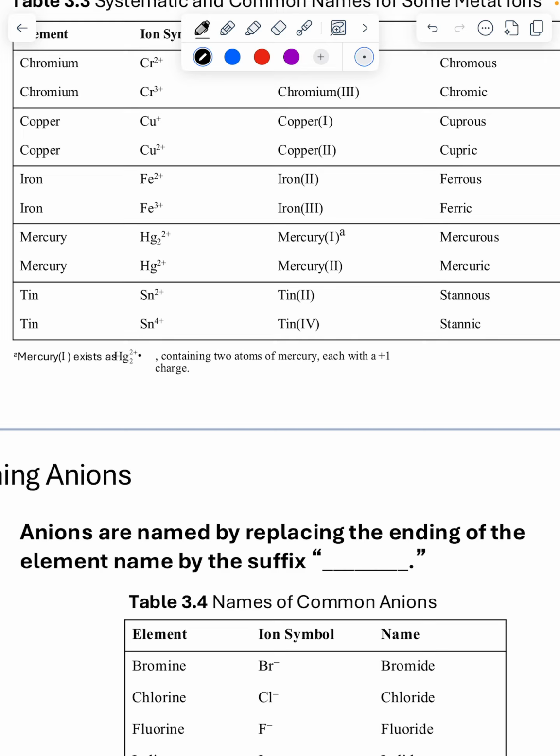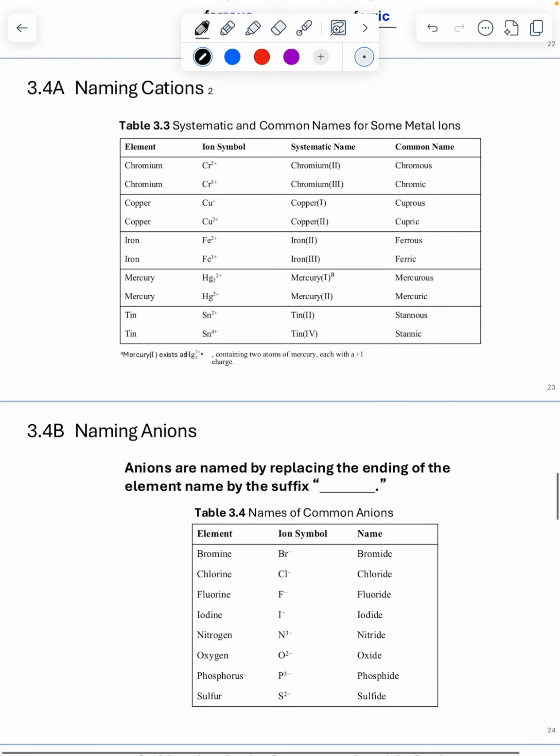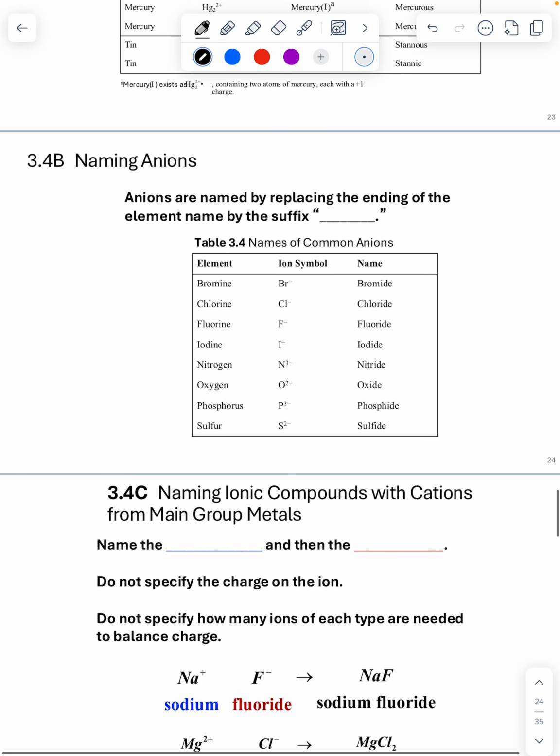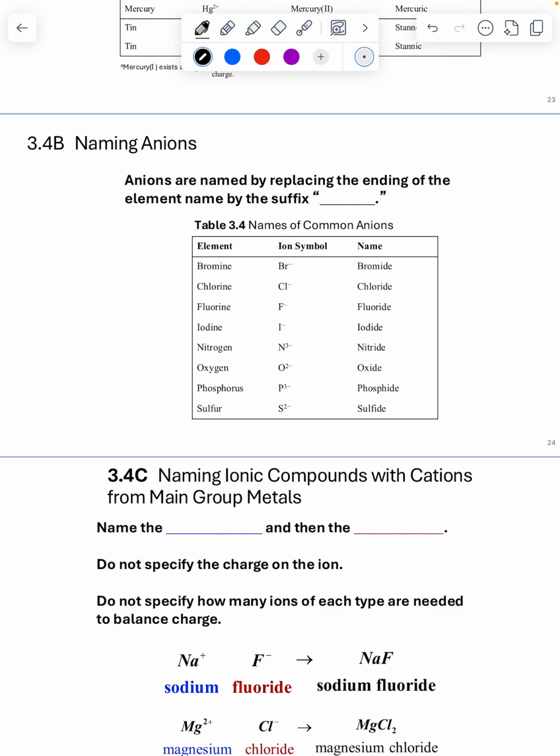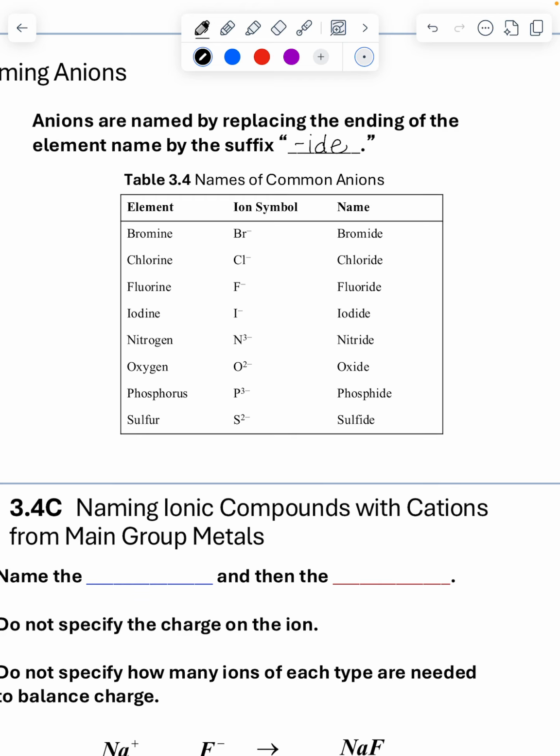Now when we're naming anions, they are named by replacing the ending of the element name with the suffix IDE. So anytime you have an anion, you simply change the ending. Bromine becomes bromide. Chlorine becomes chloride. Fluorine becomes fluoride, and so on. And so for the metal cations, they just take on the name of their metal. But for anions, you actually have to change the ending.